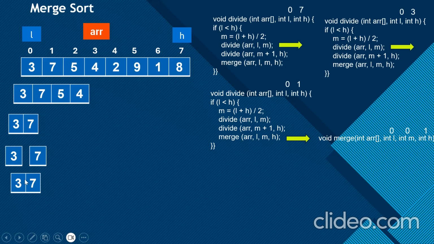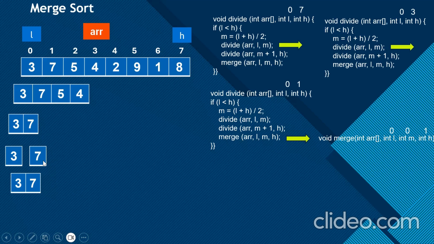So since 3 and 7 are already sorted, they would be kept as such. But suppose it would have been 3 and 1, so 1 would have come here and 3 would have come here, right? So it would have been 1, 3. So for the moment, since they are already sorted, no changes would take place as far as their order or the position within the parent array is concerned, right? Right. So the detailed code of this merge function would be discussed later on. For the time being, you just remember that this function, when called, merges two subarrays and sorts them at the same time. Do you think that 3 and 7 are two subarrays?